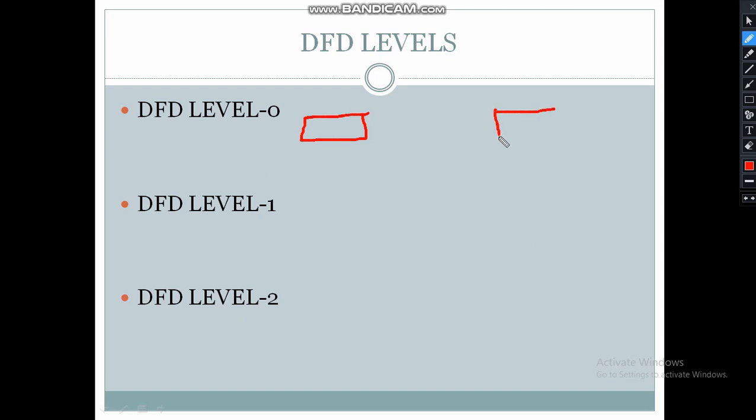So the level 0 DFD represents the main components, that means the context of the system, which components mainly perform the action. The ATM system consists of two main components: one is the user component, and another one is the ATM. The ATM runs by using these two components.